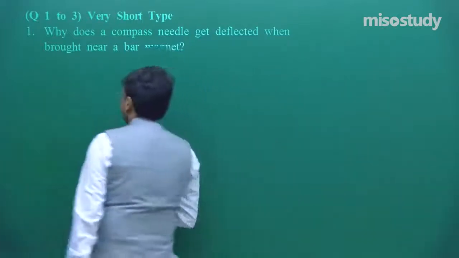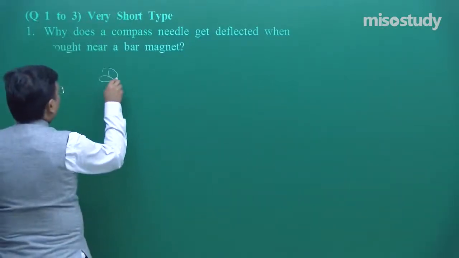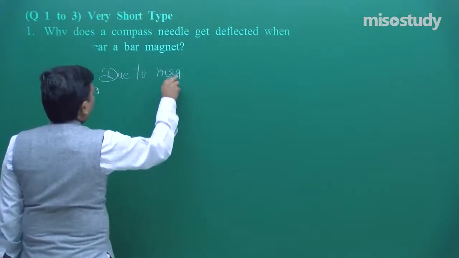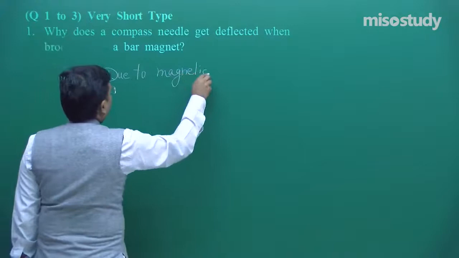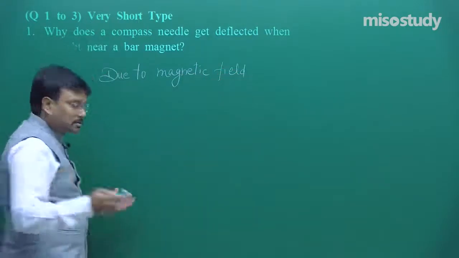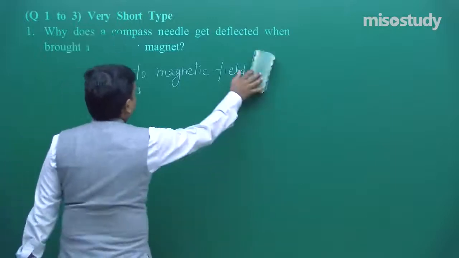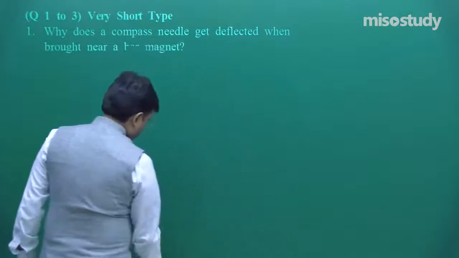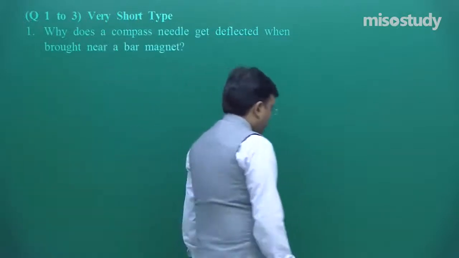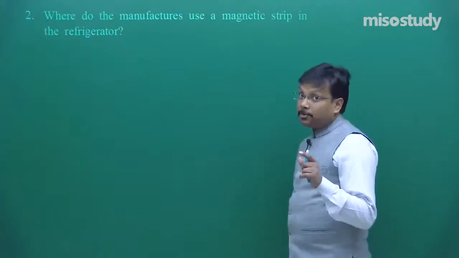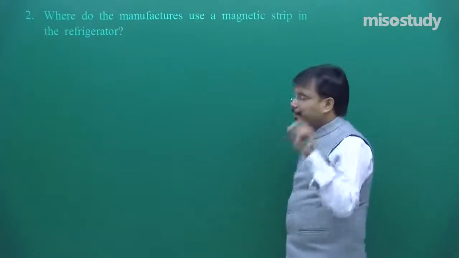Answer is due to magnetic field. Simple. Due to the magnetic field of the bar magnet. Next, the second question is also a very short answer type.